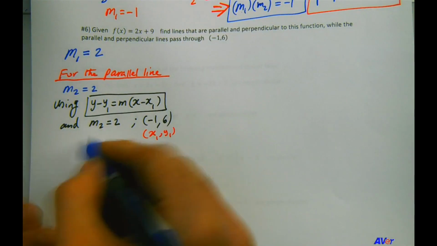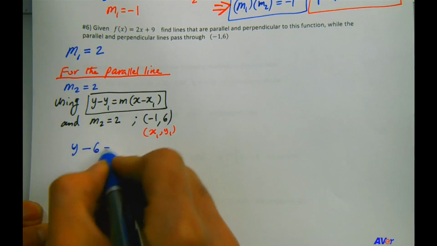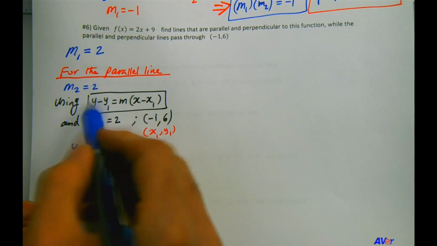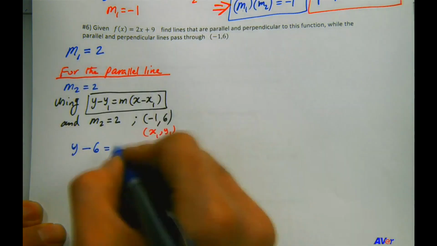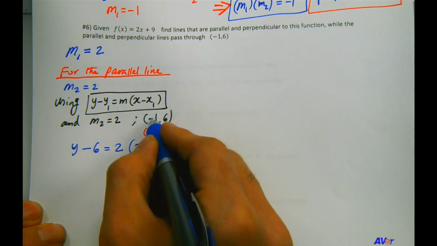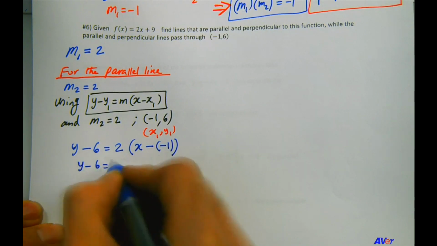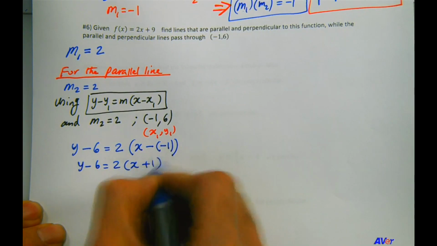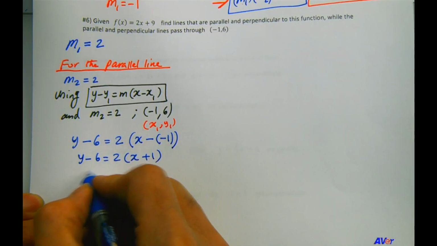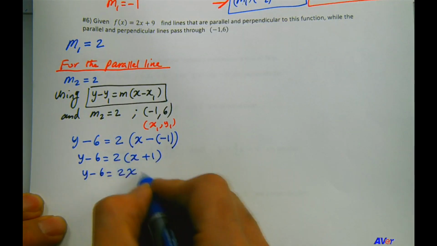So we have y minus y1, y1 is 6, equals m2, the slope of this line, which should be equal to the other one because they're parallel. So 2 times x minus x1, which is minus 1. So let's simplify. We have 2 times x plus 1, right? Minus minus 1 is plus 1. Then let's distribute the right-hand side. So we have y minus 6 equals 2 times x is 2x, 2 times 1 is 2.